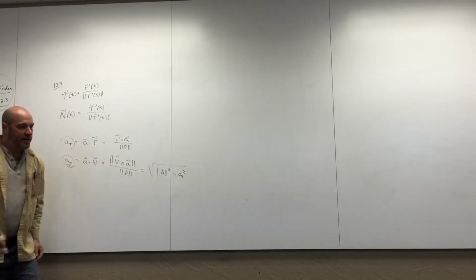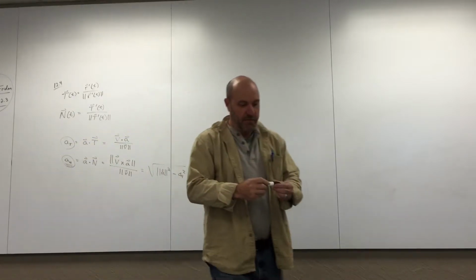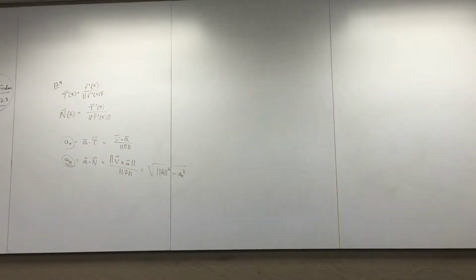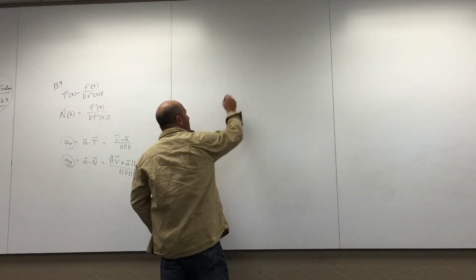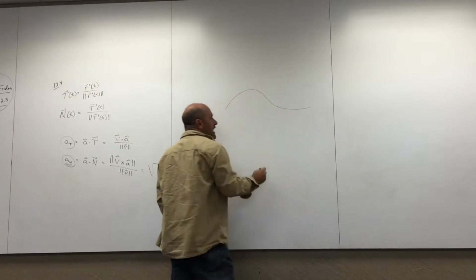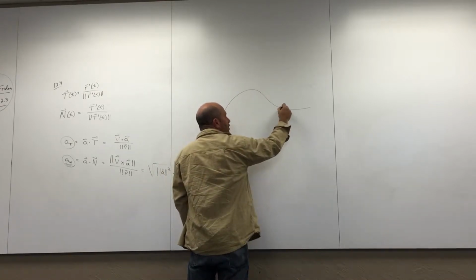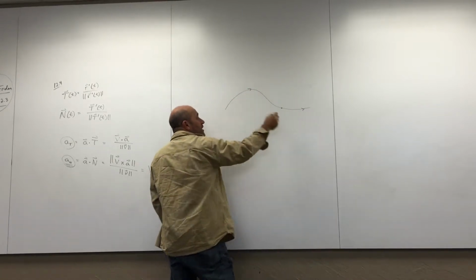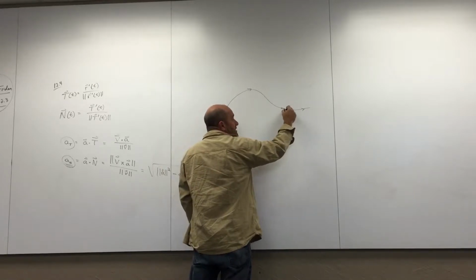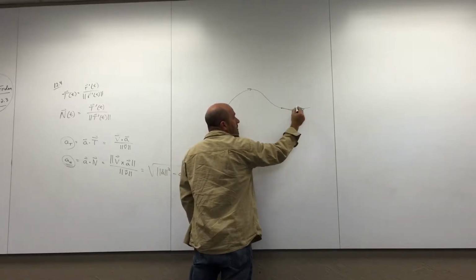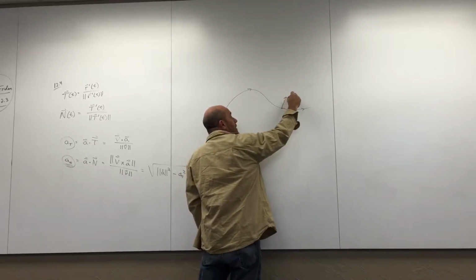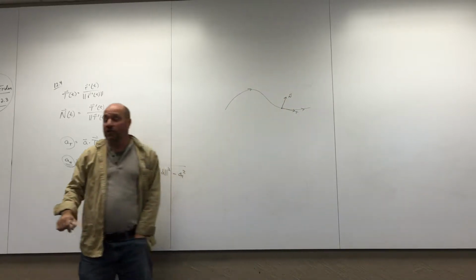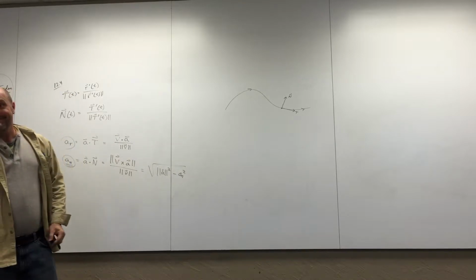Let me remind you of something here. In our discussion the other day, I played this fun game. If you're on a curve, traveling this way, you could have a unit tangent vector, and you could have a unit normal vector. And those are both one unit long. They're unit vectors. They're length 1.